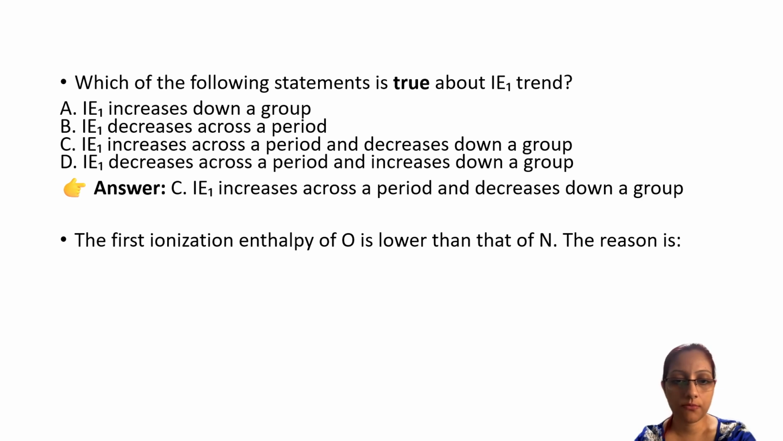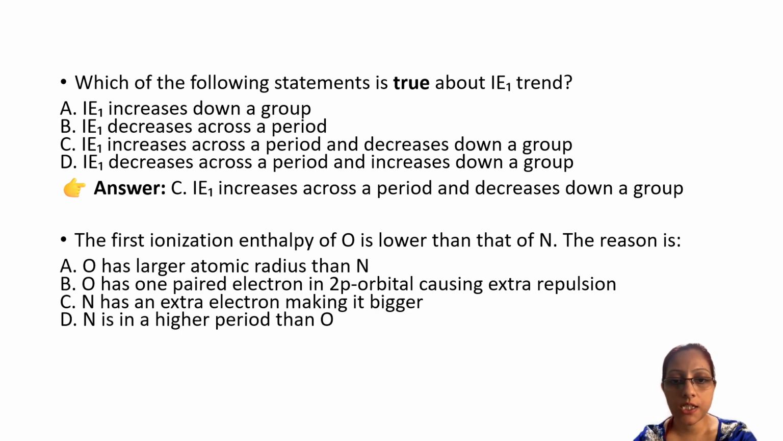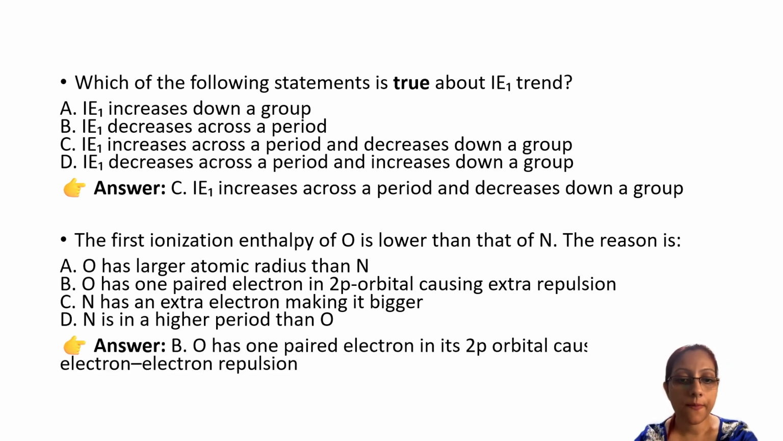The next question is, the first ionization enthalpy, or ionization energy, of oxygen is lower than that of nitrogen, and the reason? We also talked about the explanation of this question. The first option is that oxygen has a larger atomic radius than nitrogen. Second, oxygen has one paired electron in the 2p orbital, causing an extra repulsion. That is the correct answer. Third, nitrogen has an extra electron, making it bigger. No, nitrogen is in a higher period than O. No. So the correct answer is B. Oxygen has one paired electron in its 2p orbital, causing electron-electron repulsion.